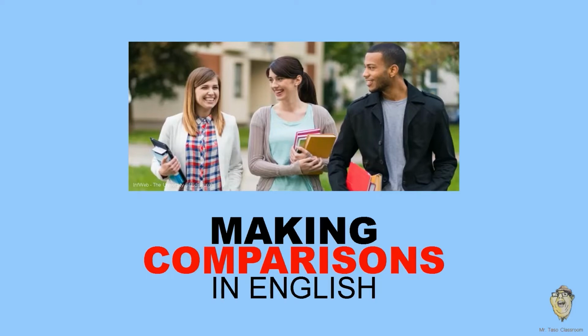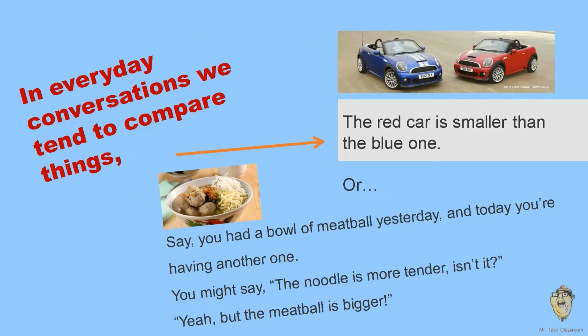Making comparisons in English. In everyday conversation, we tend to compare things. For example, the red car is smaller than the blue one. Or say you had a bowl of meatball yesterday and today you're having another one. You might say, the noodle is more tender, isn't it? Yeah, but the meatball is bigger.